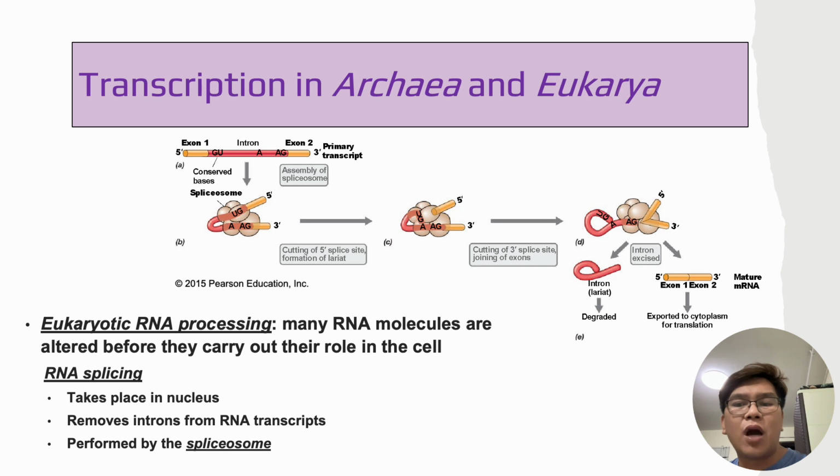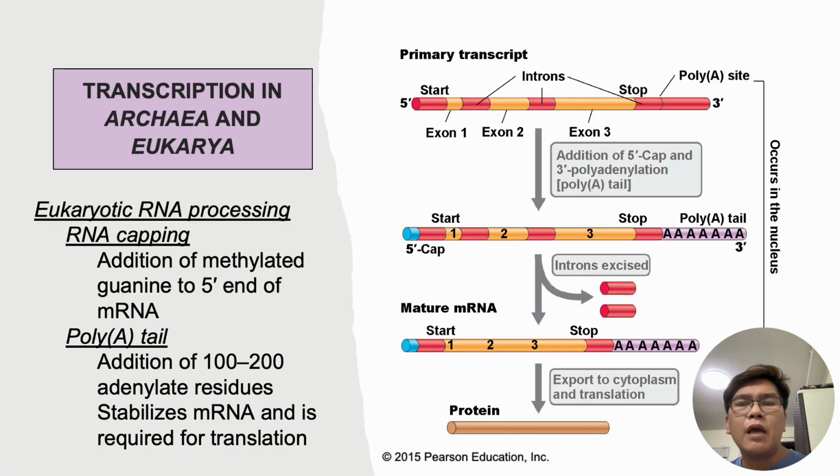Finally, remember that RNA splicing performed by spliceosomes takes place in the nucleus, removes introns from the RNA transcripts, and binds together exons which will then be translated into proteins. Finally, RNA capping and poly-A tail are observed in eukaryotic RNA processing. RNA capping is the addition of methylated guanine to the 5' end of the mRNA, while poly-A tail is the addition of 100 to 200 adenylated residues in the 3' end of the mRNA.